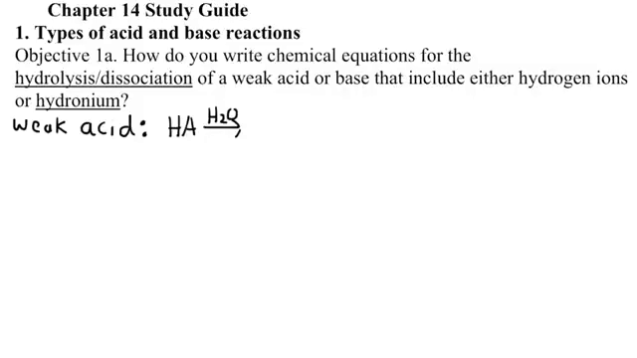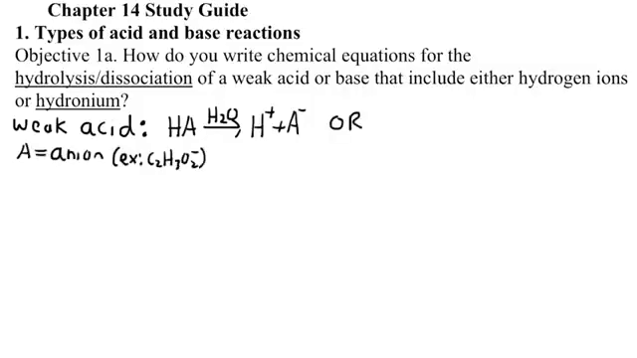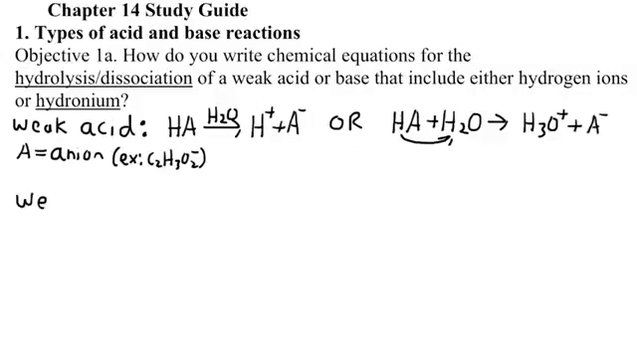And so then you would just show that the hydrogen and the anion, which is whatever's with it, that's just generic, are separating. So the anion could be something like acetate, or a more correct way to write it would be including the water as a reactant. Then the hydrogen ion is going to go right over to the water and form hydronium.